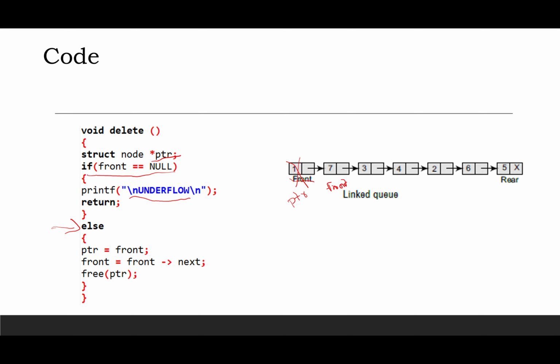So first we check the condition. If the condition is true, it will print the message underflow. If it is false, it will go to the else part. Here we have given ptr is equal to front, so we are making the front node the ptr node. Then front is equal to front next, so we are making the next node the front, and by using the free function, we are removing the ptr node from the queue.